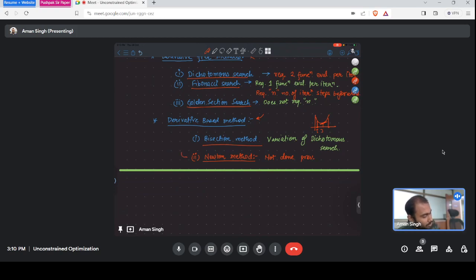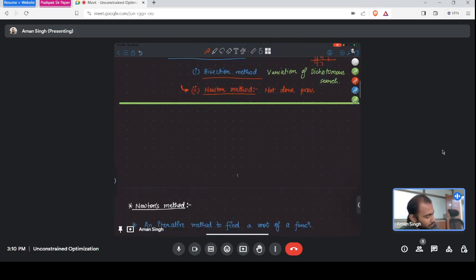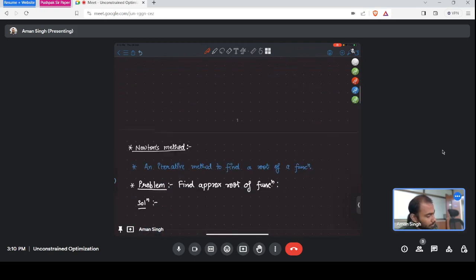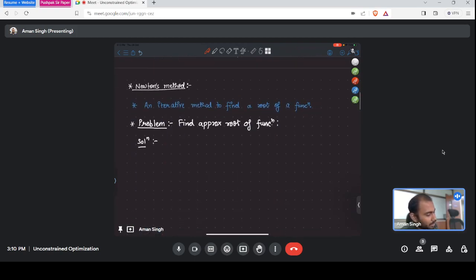And then there was Newton's method, which we didn't discuss in the last lecture, and which we'll discuss today. So let's get started with Newton's method. You might have learned about Newton's method in your undergraduate or other courses. It is a method used to find roots of a function. Let's say you have a function and you want to find an approximate root of it, then we use Newton's method.